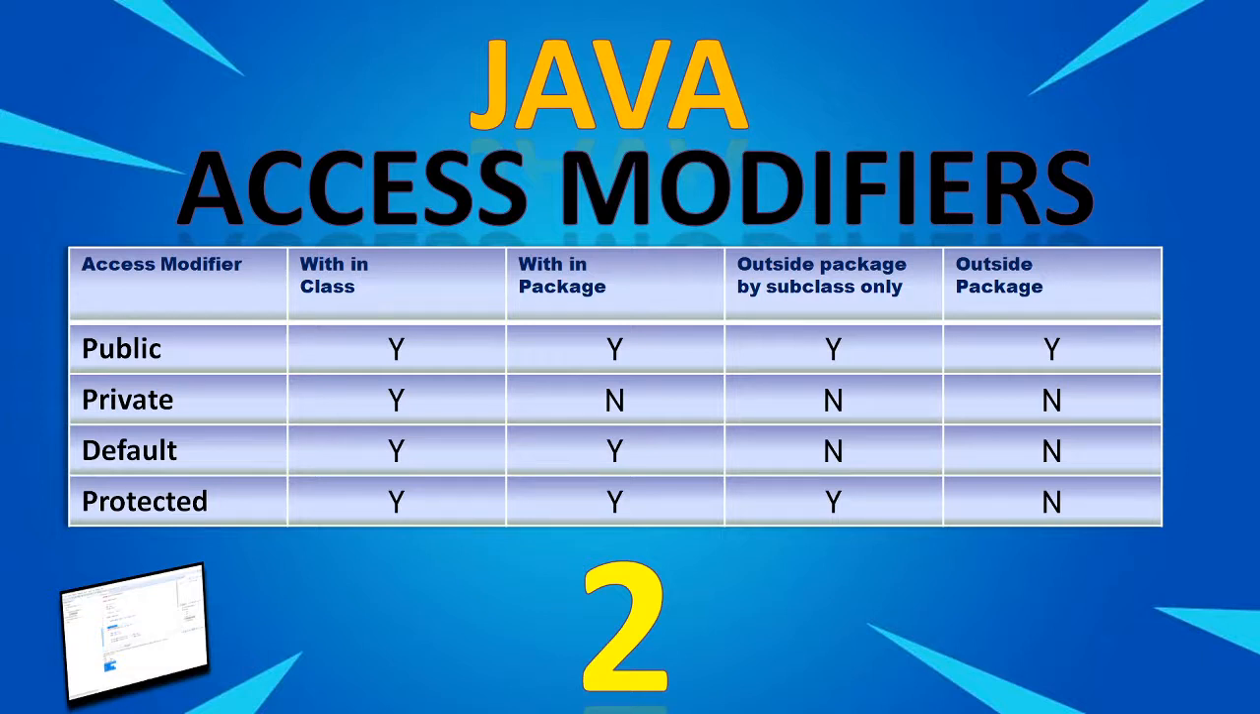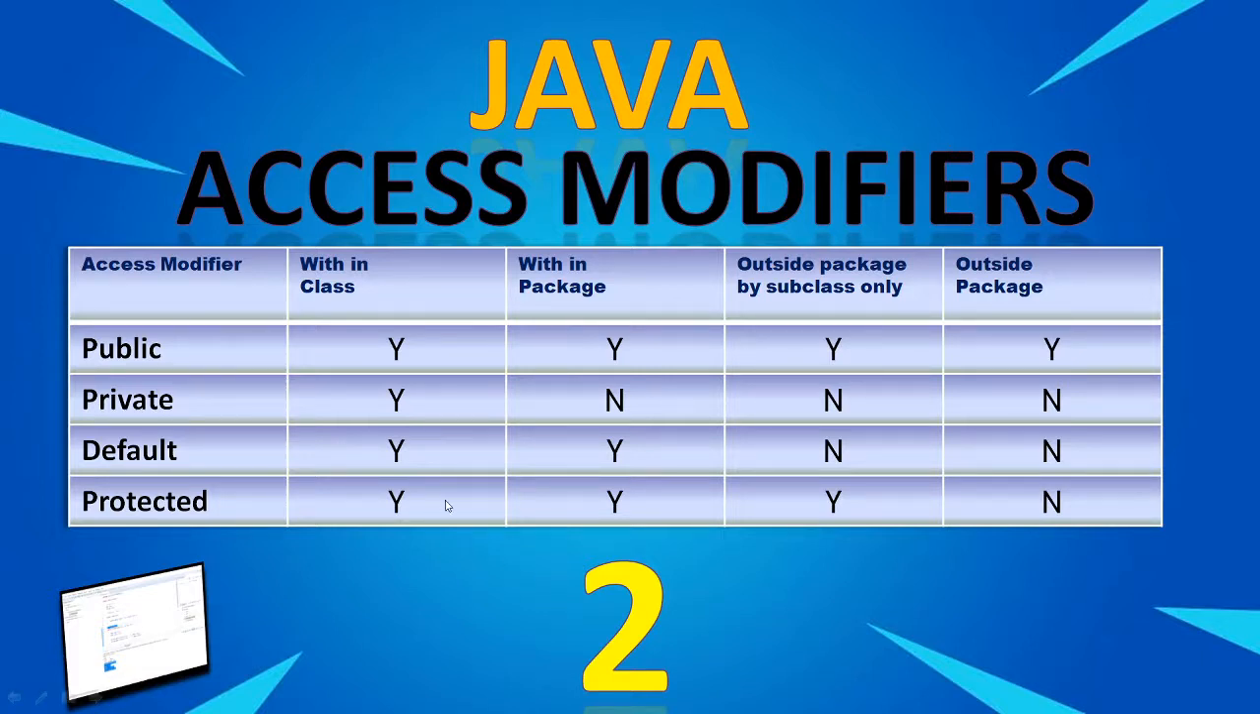Next, coming to default, you can access it within a class and within a package. That means you will not declare it as public or private. You will just declare it normally, like int i or string name. When you don't specify public, private, or protected, it is considered default, and that can be accessed within a class and within a package, and it cannot be accessed outside the package by a subclass or a package. That's about default.